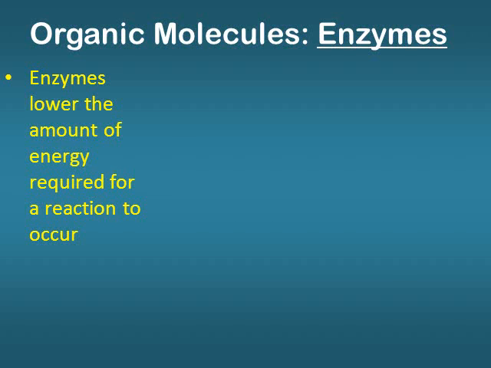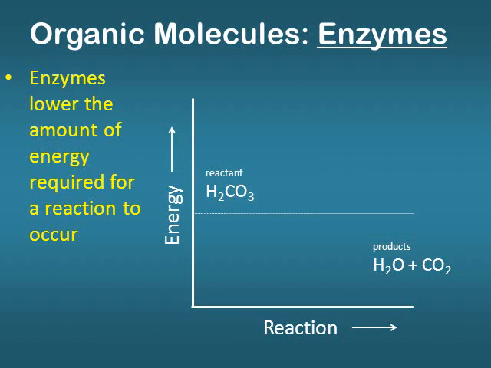Enzymes make reactions go much more easily because they lower the amount of energy required for a reaction to occur. So let's take a look at an important reaction in our red blood cells in our lungs, where H2CO3, carbonic acid, is converted into CO2 and some water. Now, this reaction is essential because we want to unload this CO2 into our lungs with every exhale that we take.